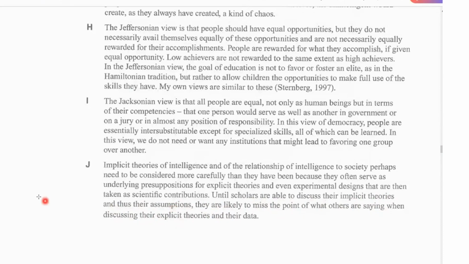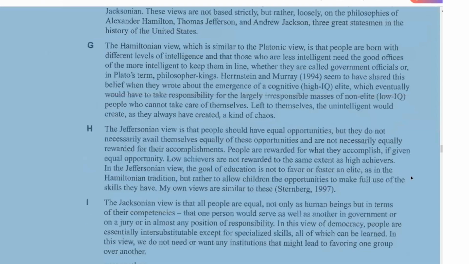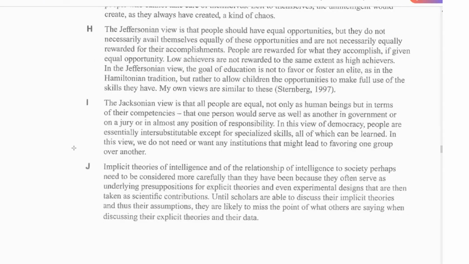Let me check that statement again. Scholars may discuss theories without fully understanding each other. Yes, this thing is fully supported. Very, very correct. Without fully understanding each other. Look at it. Let me show you that part of without fully understanding each other. Look at it here. It says that what? They are likely, can you see this part? They are likely to miss the point of what others are saying.